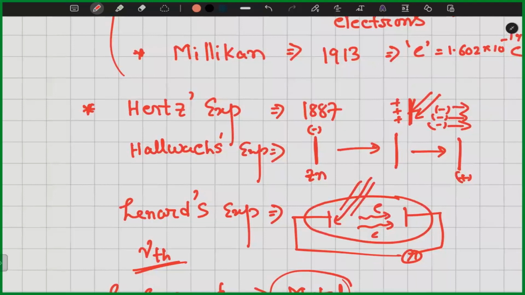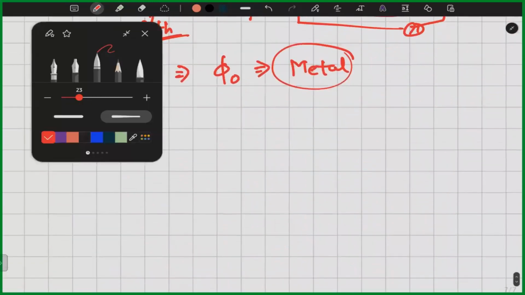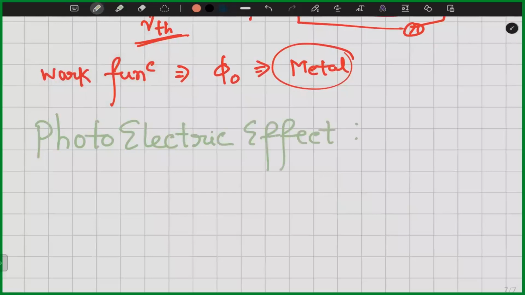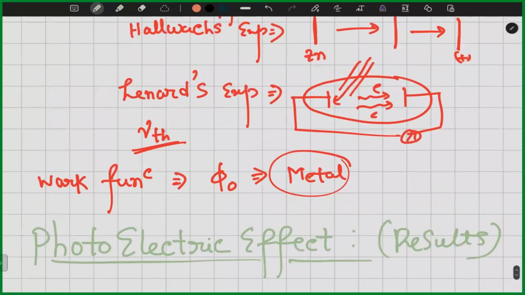Next day, we'll discuss the results of the photoelectric effect. Today we just discussed the experimental setup of the photoelectric effect and the observation. Next day we'll discuss the results part of the photoelectric effect, the stopping potential and other things. So this is today's lecture. Okay, so should I stop now?